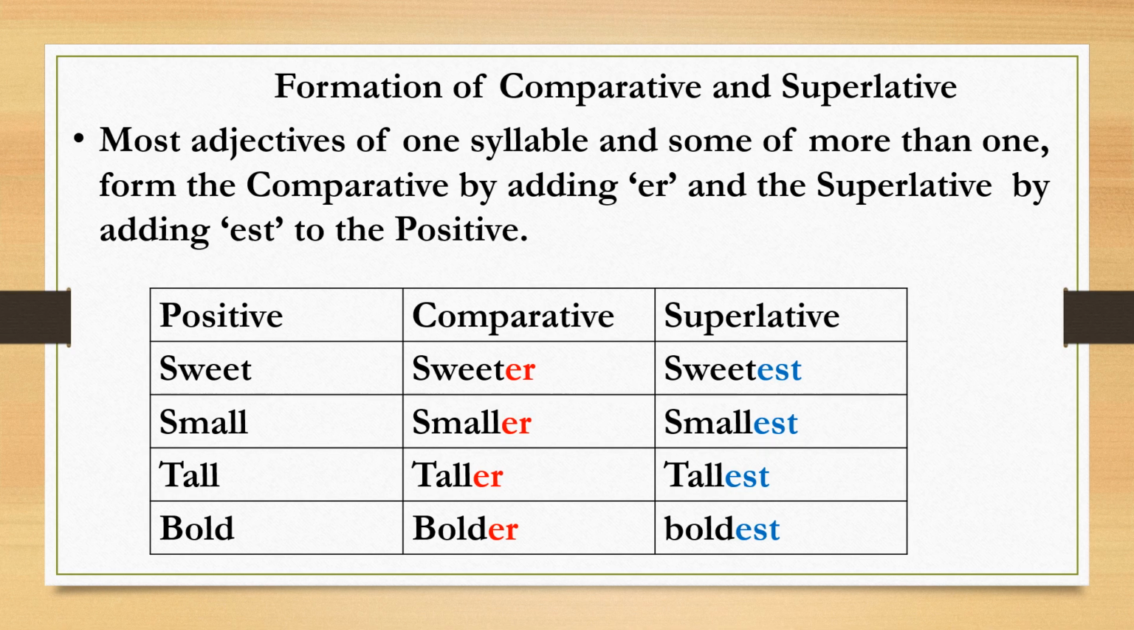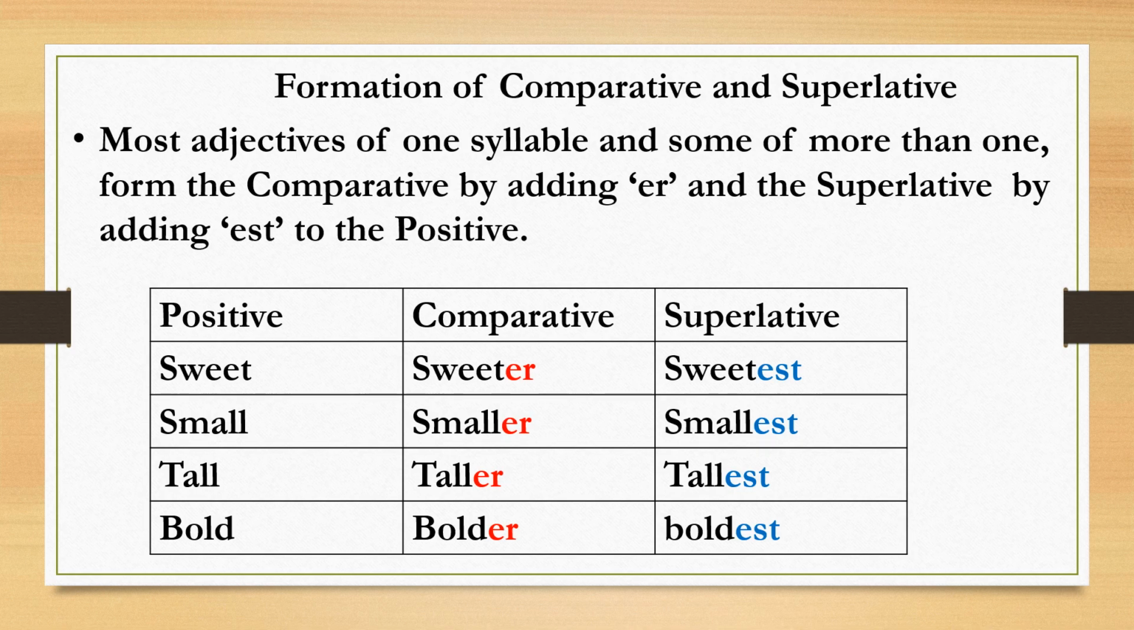Look at the table given below. In the positive degree column, we have got the word sweet. Now, to form the word's comparative degree, we simply add an er at the end of the word sweet. So now our word in the comparative degree becomes sweeter. In the superlative degree, we simply add an est at the end of the word sweet. So now our word becomes sweetest in the superlative degree.